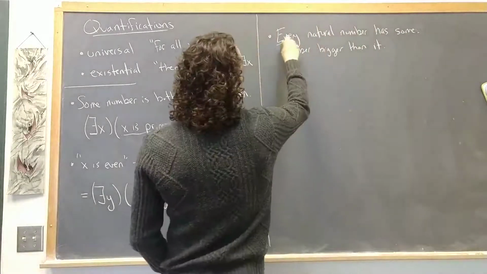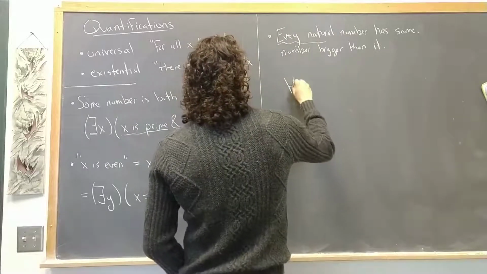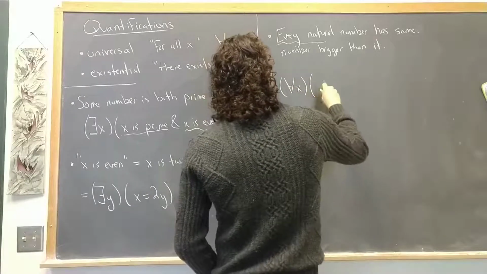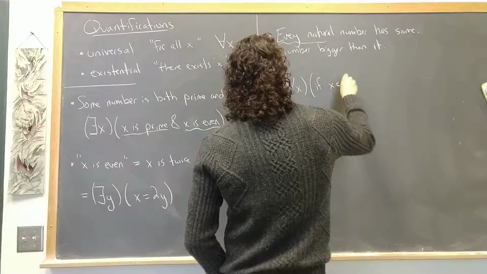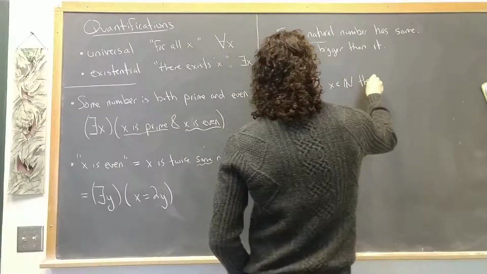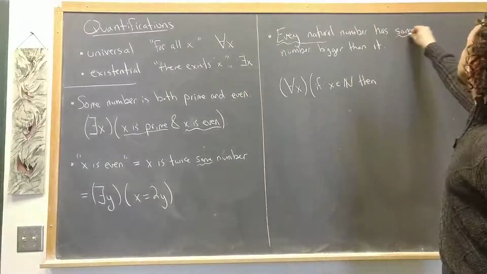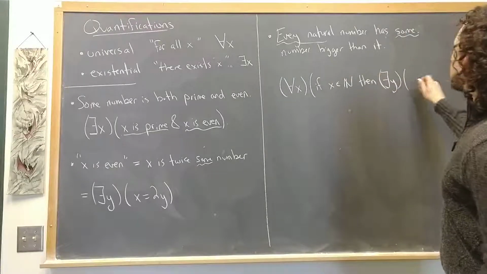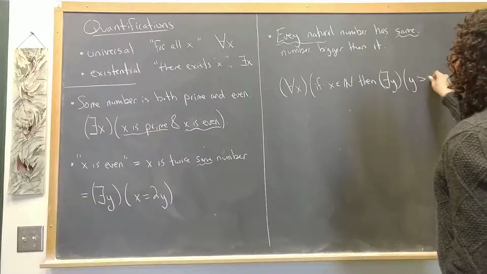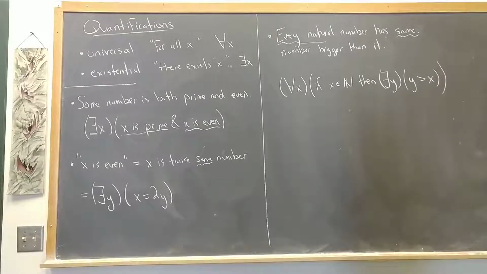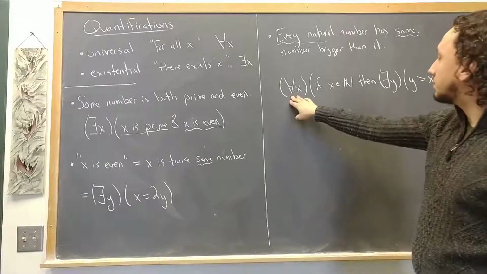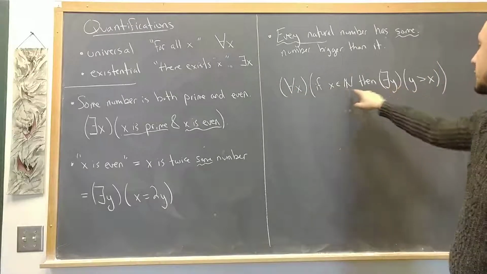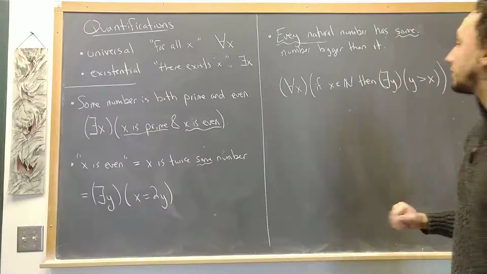So this is the statement, every natural number, so this is for all x, if x is a natural number, then it has some number bigger than it. So then there exists a y such that y is bigger than x. So this is to say every x, if it's a natural number, then there's some y which is bigger than it.